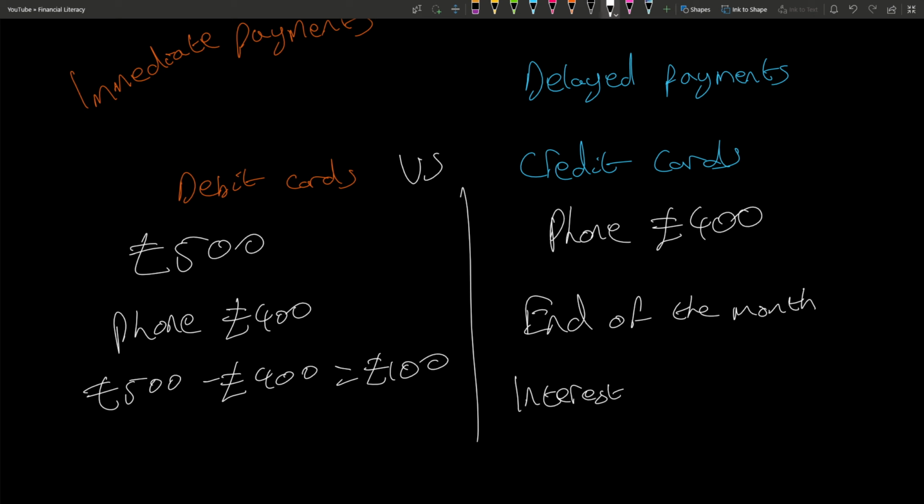So debit is anything that you are spending right now. Credit or credit cards is anything that is delayed. So you are getting some goods or services and you are paying for it later on. It could be something like a loan, or it could be a product or service.